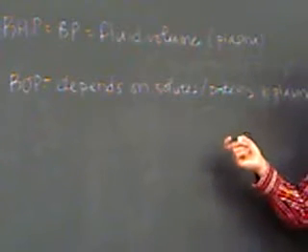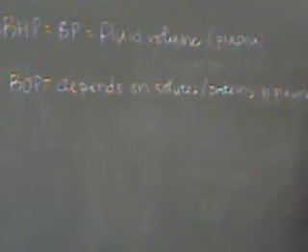So these are the two things to keep in mind. Hydrostatic pressure depends on water, or how much volume you've got in the blood. Osmotic pressure depends on solutes and proteins in the blood.